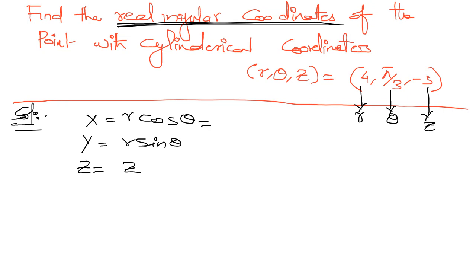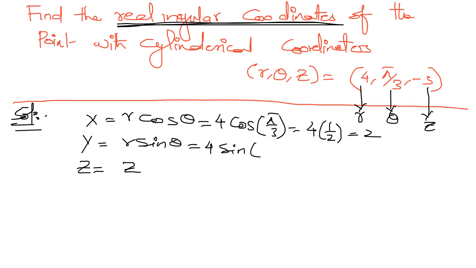Substitute the values. R is equal to 4. Cosine of theta, theta is pi by 3. What is cosine pi by 3? 1 over 2, so 4 times 1 over 2 is equal to 2. Similarly, 4 sine pi by 3 is 4 times square root of 3 divided by 2, so you will get 2 times square root of 3. Z is equal to z, and z is minus 3.